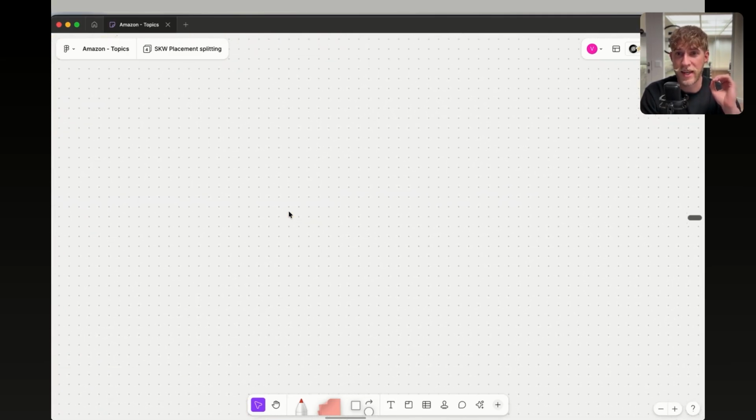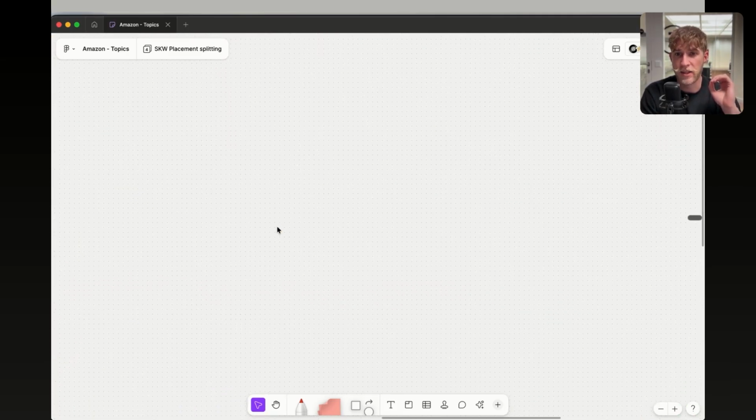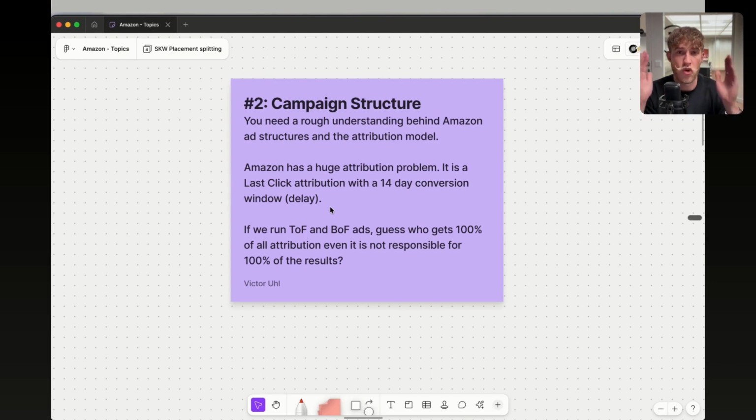And this comes to my second secret, which is about the campaign structure. With the campaign structure, you have to understand now that a one-size-fits-all campaign like a CBO campaign doesn't exist on Amazon. Amazon has a huge attribution problem. It is a last click attribution with a 14-day conversion window delay. So it means when I do a purchase today or click on this and do a purchase tomorrow, it will be attributed later on. Like we see the data, it's a 14-day conversion window delay.